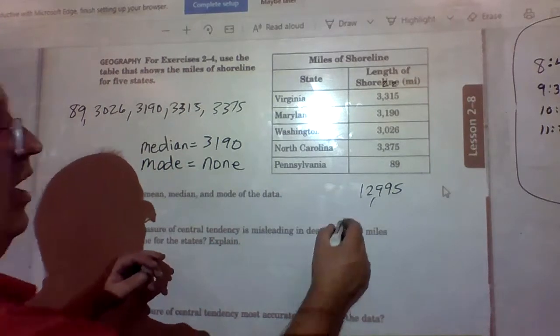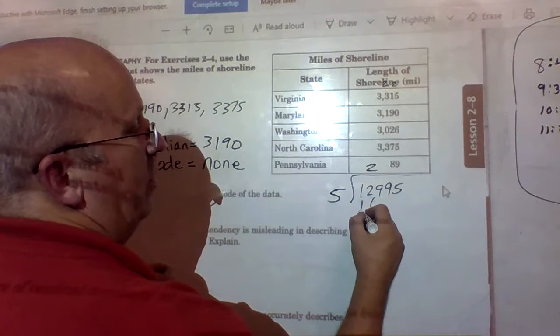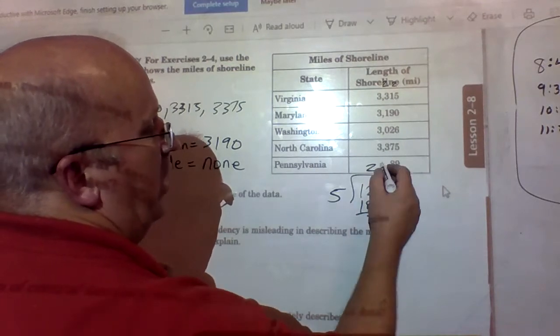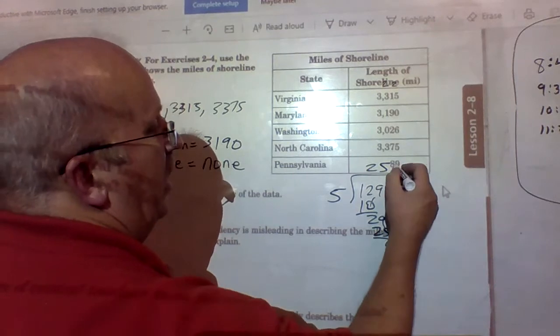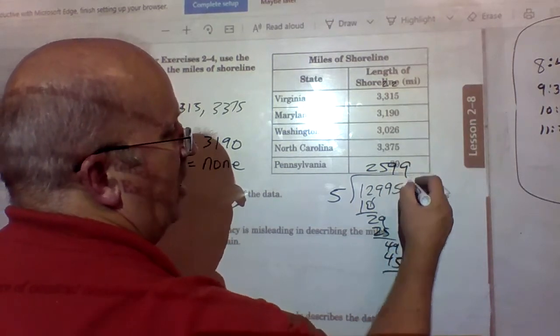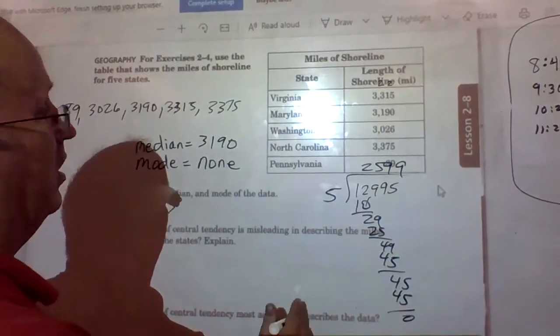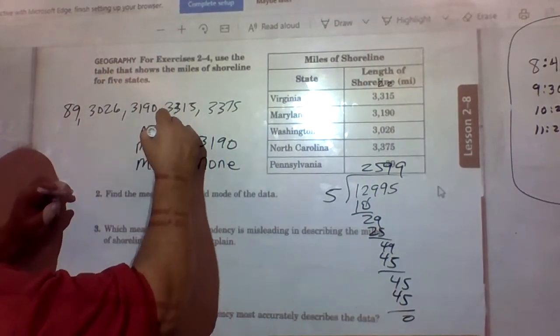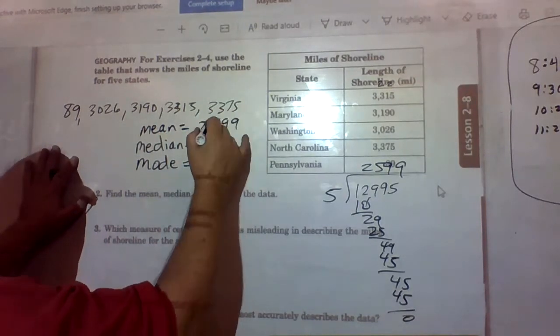And we're going to divide that by 5 pieces of data. 5 goes into 12 2 times. It goes into 29 5 times. It goes into 49 9 times. And it goes into 45 9 times. Exactly. Hey, that's cool. Worked out evenly. My mean comes out to 25.99.